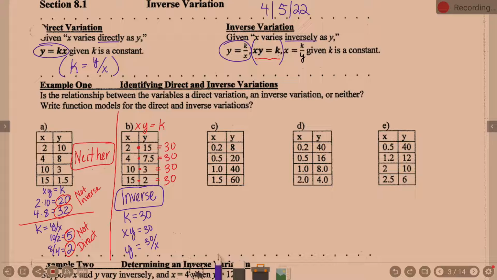Now, if you have to write a function model in MathXL, I can't remember exactly what MathXL requires, but my thought would be they're going to want it to be y equals. So if it's inverse variation, when you do y equals, it's k divided by x. If it was direct variation, that would be y equals 30x, because that would be y equals k times x. But with inverse, it's y equals k divided by x.